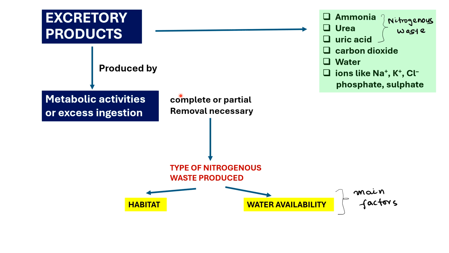Now, because the body no longer needs them, we need to completely remove them or partially remove them. Now, these three types of nitrogenous waste, that is ammonia, urea and uric acid, what type will be produced? That specifically depends upon the habitat or where the organism is living and how much water is available there. That is your water availability. So habitat and water availability defines what is the type of the nitrogenous waste that is to be produced. Clear?